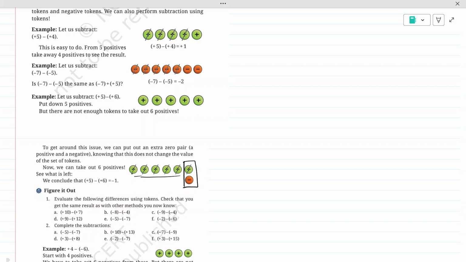Okay, so now when we are adding this, we will have 6 positives and we can easily subtract these 6 positives. Remaining will only be this minus. Okay, so again, let me tell you how we have done this question. See kids, we have plus 5 minus plus 6 from here. Okay, this is example 3.